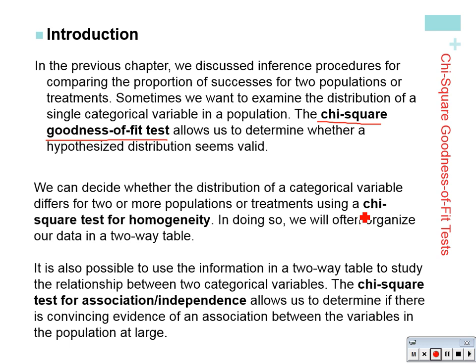There's also a couple other different chi-square tests that we'll look at later. One is what's called a chi-square test for homogeneity. The other is a chi-square test for what's known as association and independence. So we'll take a look at those two types of tests later. But what we're really going to focus on here at the beginning is what's called a chi-square goodness of fit test, which is typically used when you have a one-way table.